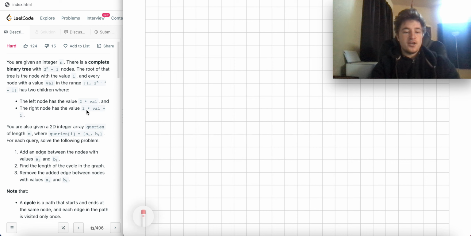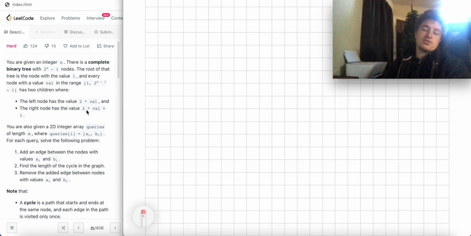So you are given an integer n. There is a complete binary tree with 2 to the n minus 1 nodes. The root of that tree is the node with value 1, okay? And every node with a value in the range 1 to 2 to the n minus 1 has 2 children, where the left node has 2 times val, and the right node has value 2 times val plus 1.